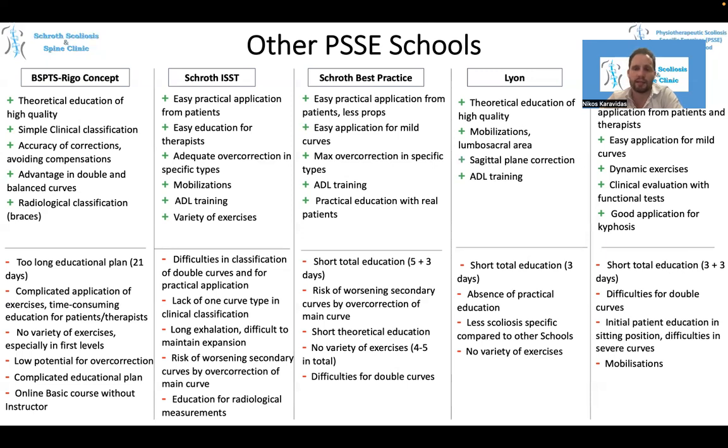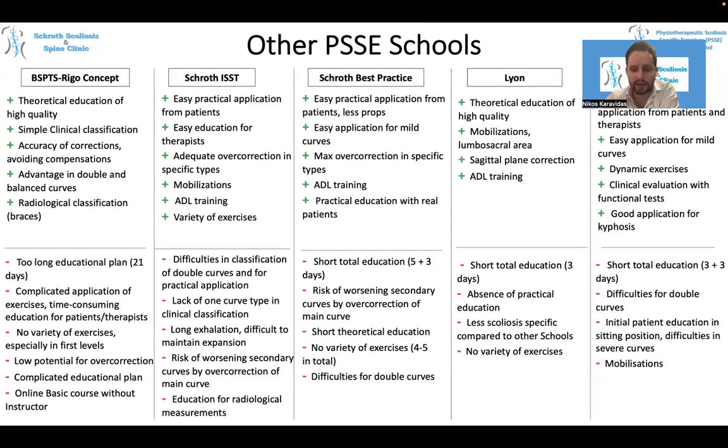Last, for SEAS, there is easy practical application from patients and therapists, very good technique for mild curves, dynamic exercises, clinical evaluation by making functional tests, and also good application for kyphosis. In some potential limitations, there could be a short total education, which is 3 days for the advanced, difficulties for double curves, and by having the patient in initial education in sitting position, sometimes in severe scoliosis this could be tricky, and there is not so much about mobilizations.